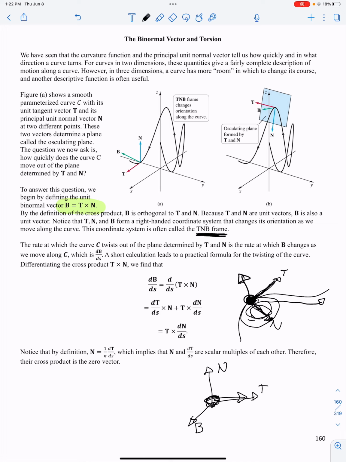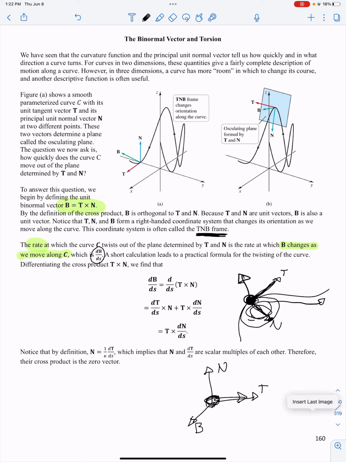All right, so we can talk about the rate at which it moves out of that plane. The rate would be the rate at which B changes along C, so we could talk about B changing with arc length. As B changes with arc length, that would be the rate at which it twists out of the plane. So, short calculation, let's follow this formula.